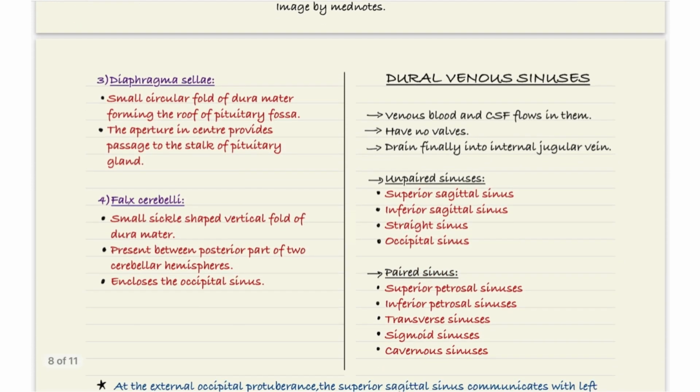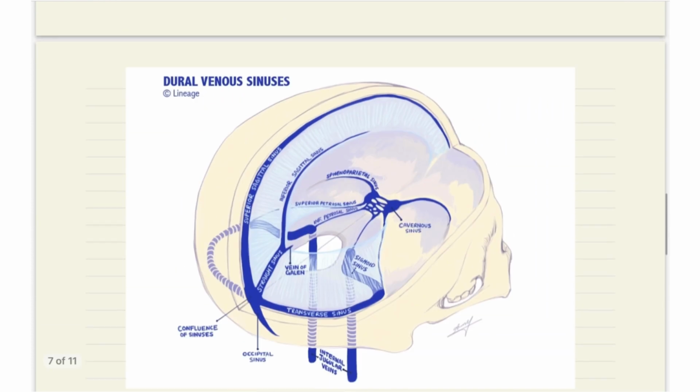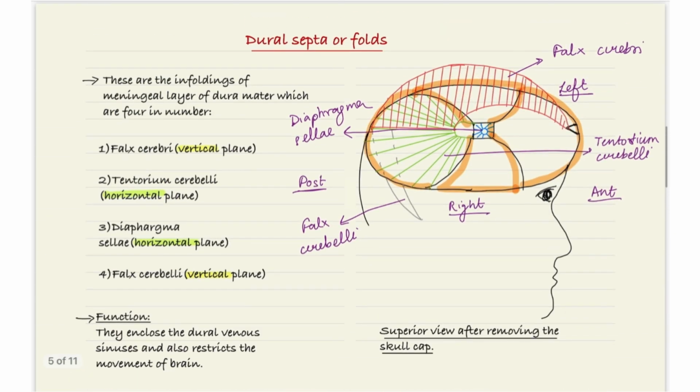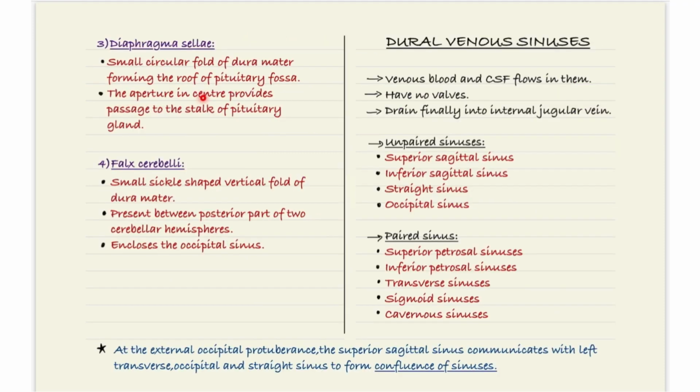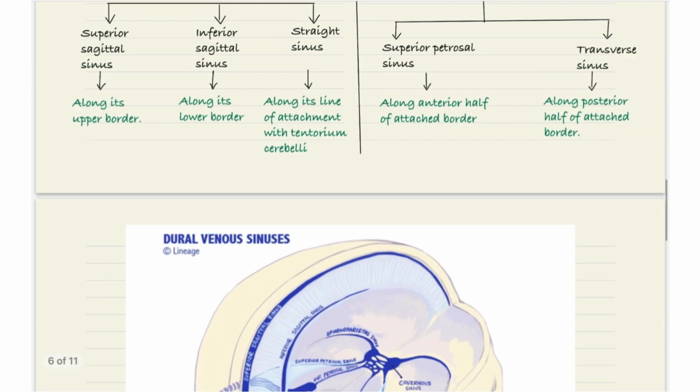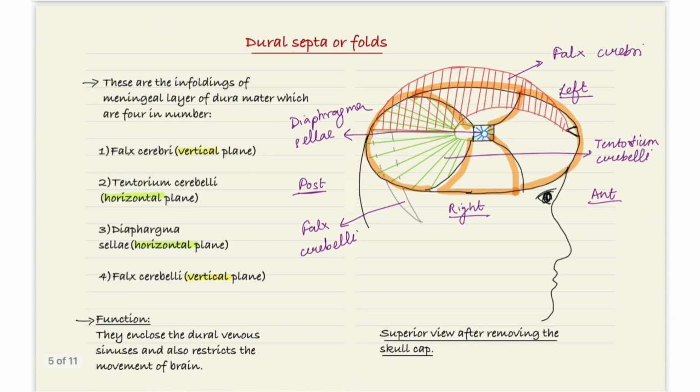Next, the diaphragma sellae. Small circular fold of dura mater forming the roof of pituitary fossa. So here is the pituitary fossa on which the diaphragma sellae lies. The aperture in the center provides passage to the stalk of pituitary gland. This means that here is the aperture in the middle, so it provides passage to the stalk of pituitary gland. So the pituitary gland lies below this diaphragma sellae and above this lies the hypothalamus.